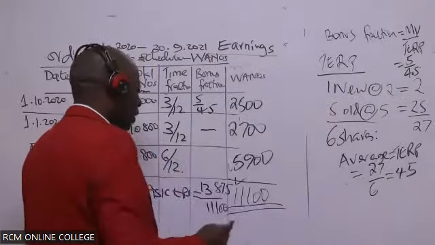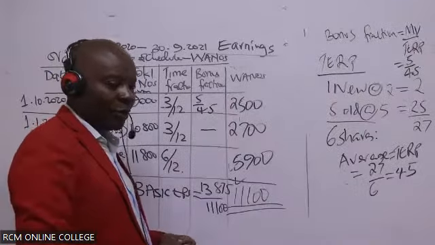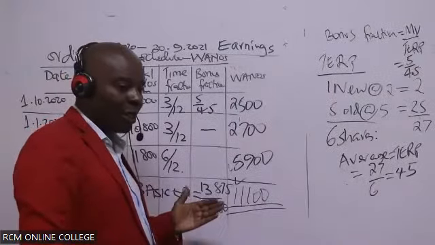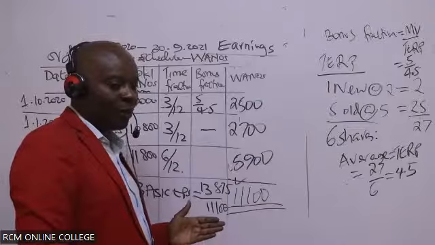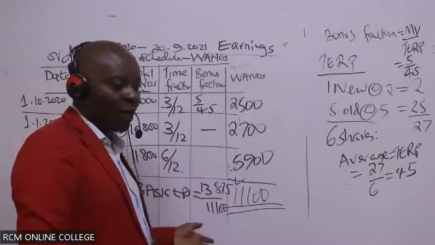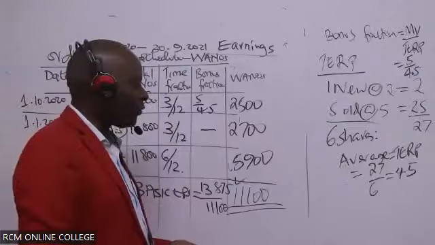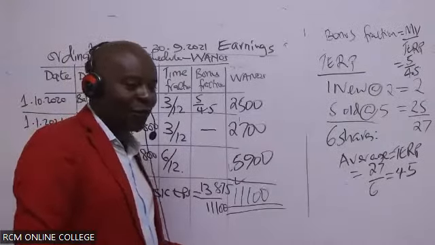So are you able to give me now this figure? Wanjiro Getonga tells me 1.25. 1.25.